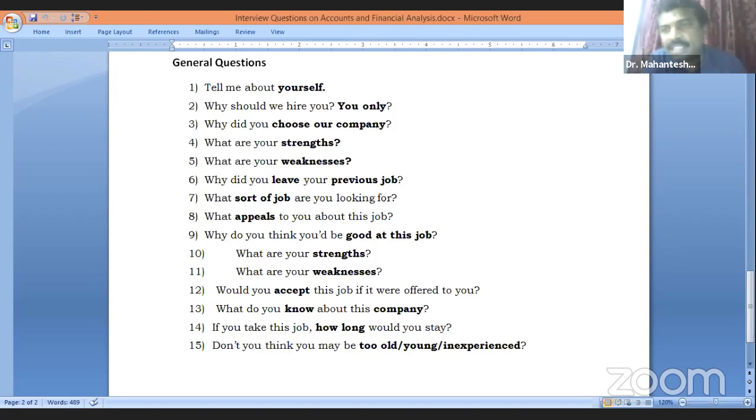The worst answer anybody can give is, sir, my friend told me, sir, I saw an advertisement, I tried, otherwise I did not get, so I came here. This is the worst answer that can be given. When asked why did you choose our company, the best possible answer could be, sir, my career objective is this. I want to get into a company which provides me a challenging work environment, which will test my skill sets, which will exploit my knowledge and understanding in finance, in accounts.